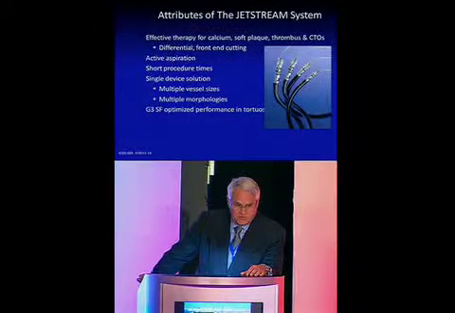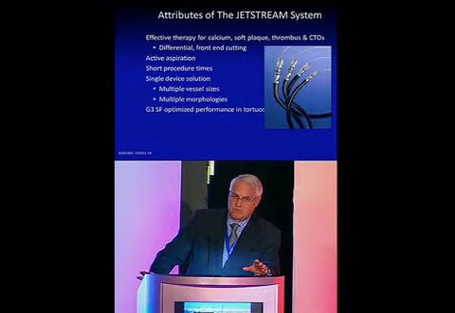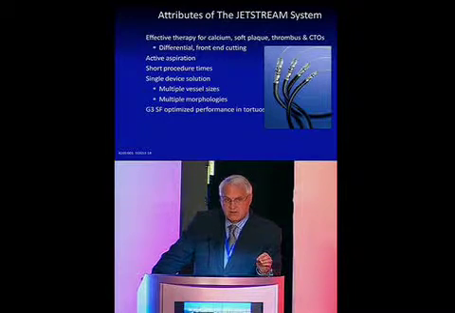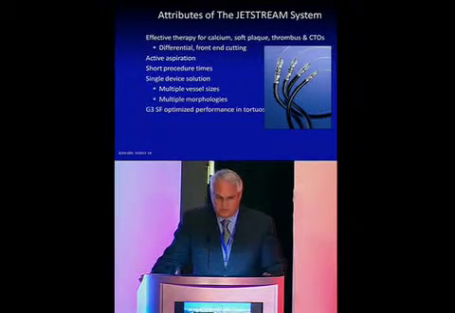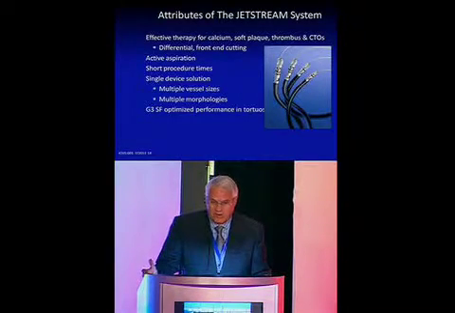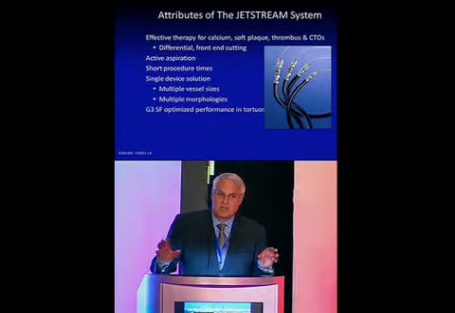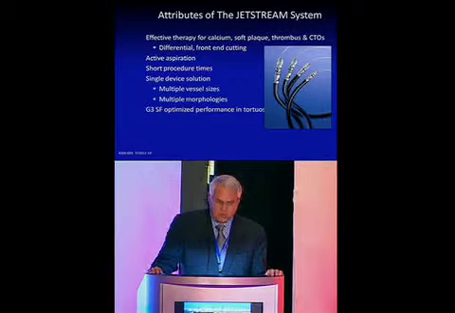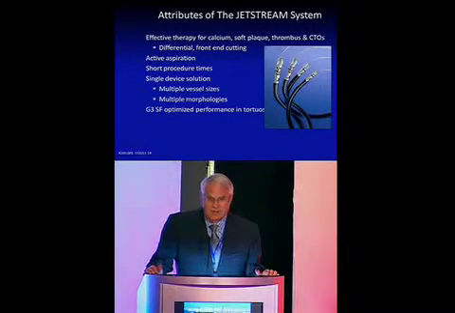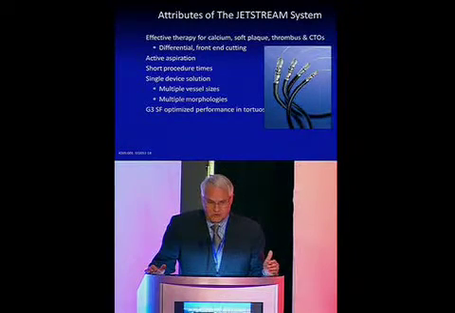Let's move on. I think we've sort of summarized that. So the attributes of the JETSTREAM device, that's true of all sizes, is that this device has effectiveness in a variety of lesion morphologies. Calcified vessels, calcified atheroma, soft plaque, thrombus, chronic total occlusion. It can effectively treat all of those different lesion morphologies. It does that by virtue of the design, the front end cutter, as well as differential cutting, the ability to cut the disease while sparing normal intimal components.